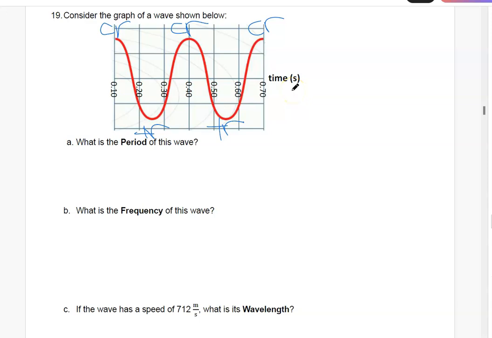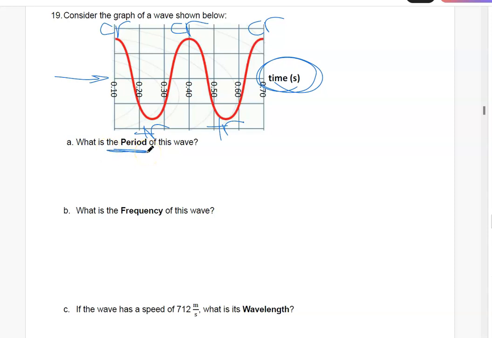And we should note that this particular graph of a wave is versus time. So these coordinates here on the x-axis are time units in seconds. And that means we can get the period by analyzing this wave. And in fact, the first question says, what is the period of this wave?